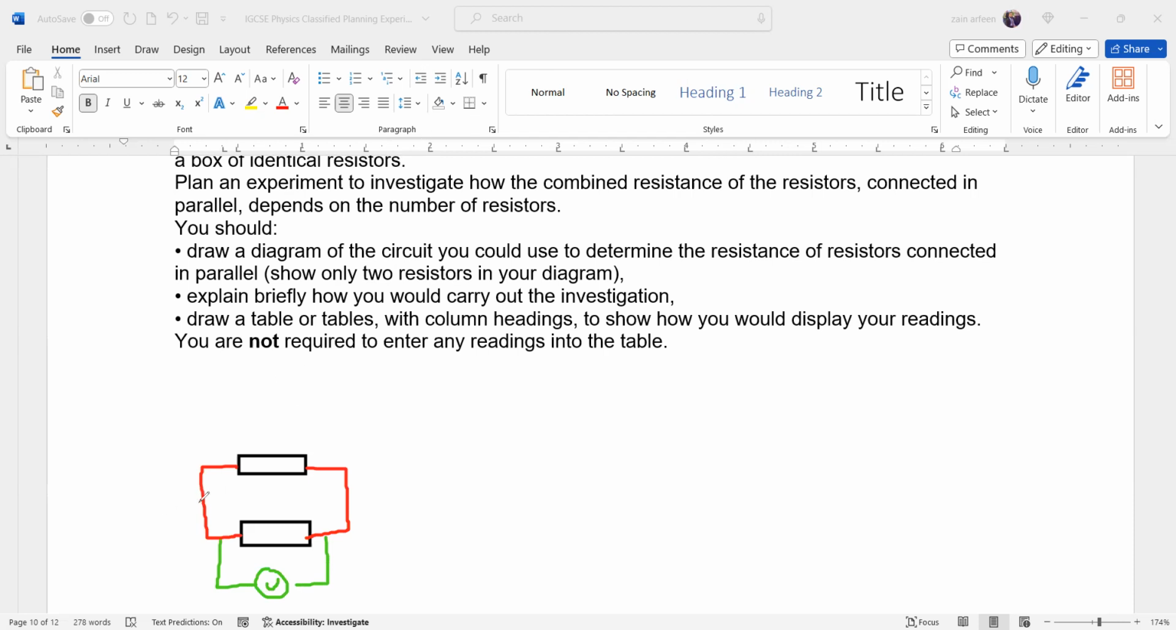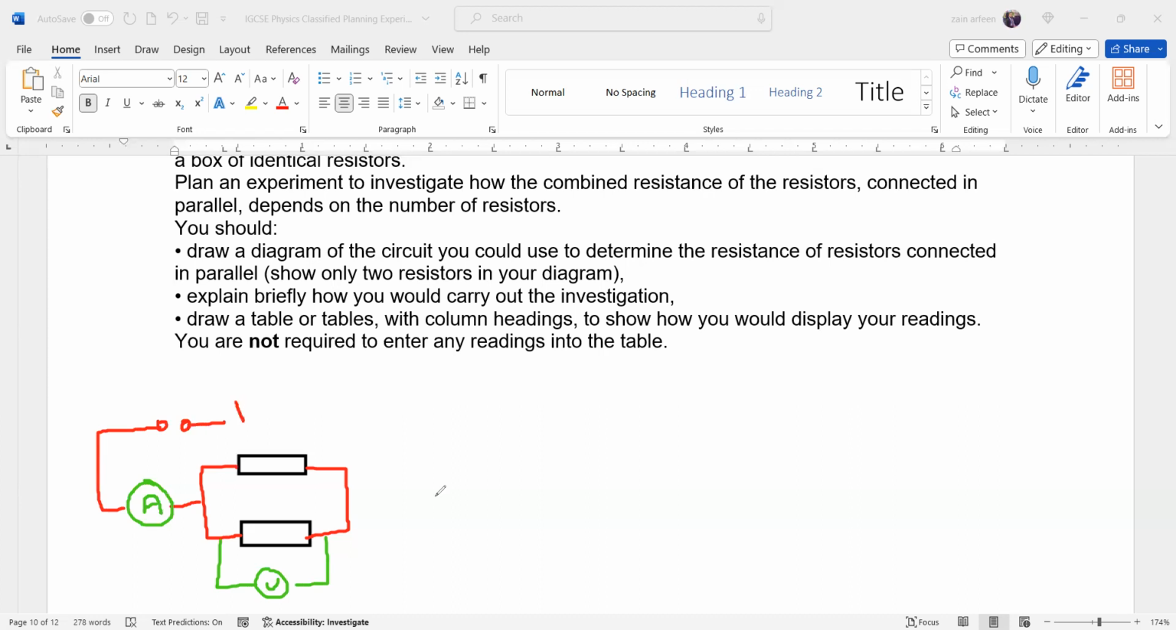Then we want to measure the current. To measure the current, we use an ammeter. And how is an ammeter connected? It is connected in series to the component. Then we have a power supply. So this is the circuit symbol for the power supply. We should have a switch as well.